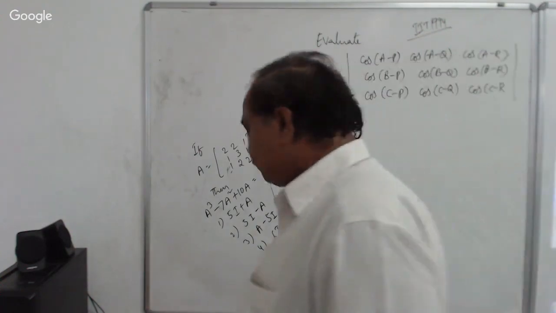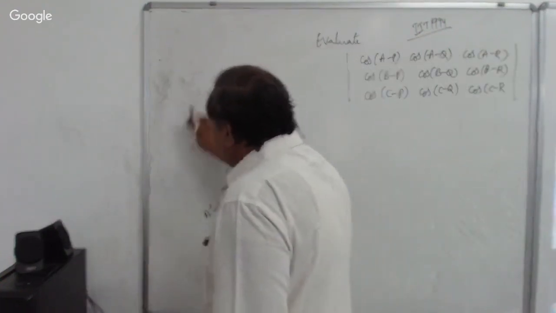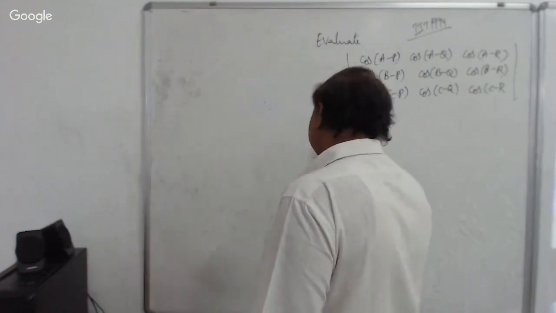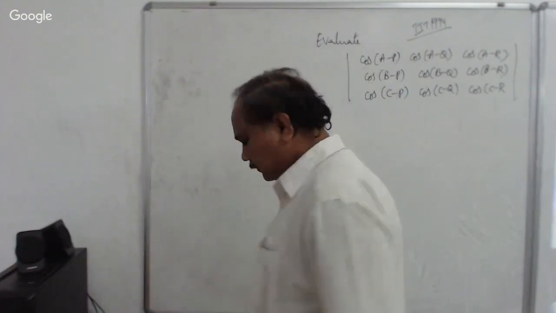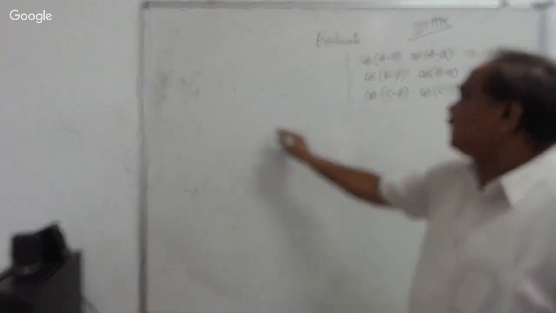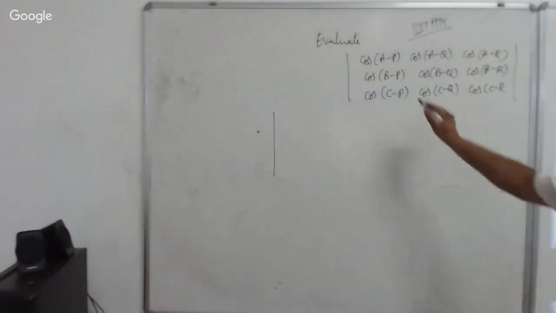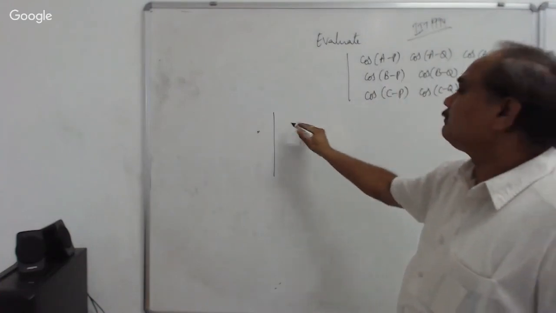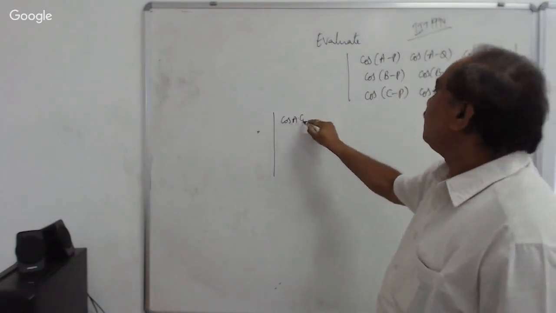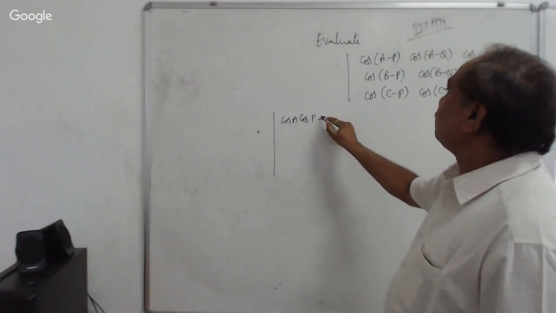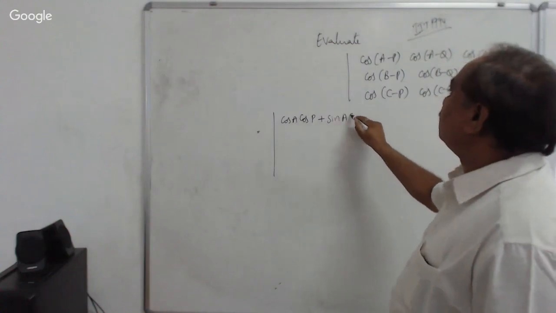Now, look here. Try to expand this determinant. It is the cos of A minus B formula: cos A cos B plus sin A sin B.